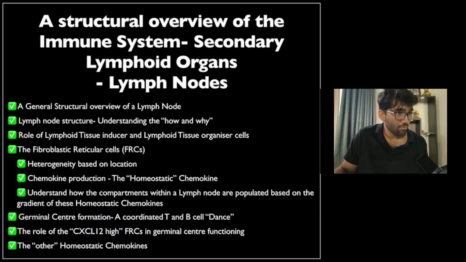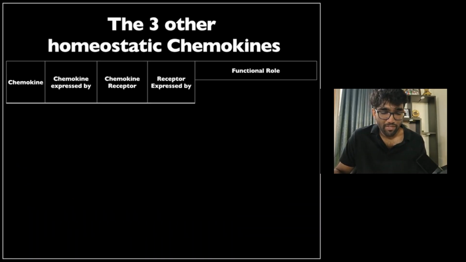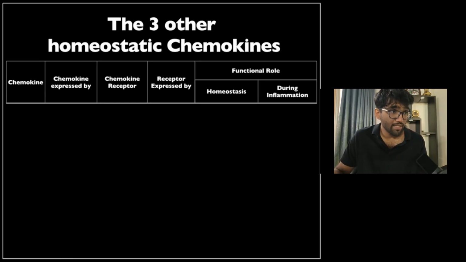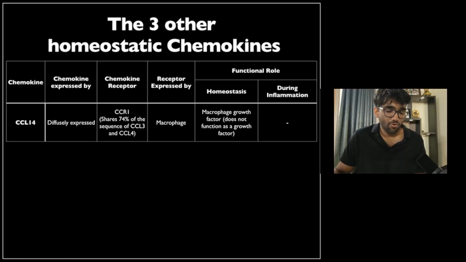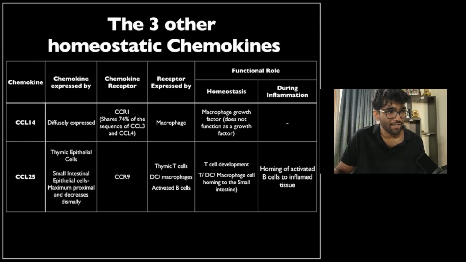And now we're going to talk about other homeostatic chemokines. So there are three other homeostatic chemokines that we need to talk about. Now, unlike the chemokines I just talked about, these have specific locations during innate immune activation or inflammation. So these include CCL14, which is diffusely expressed, attracted to CC receptor 1 because it shares 74% of its sequence with two other CC chemokines that we'll talk about later, that is CCL3 and 4. They attract primarily macrophages, but they don't function as chemokines. They actually function as a macrophage growth factor. So technically, it's not really a chemokine.